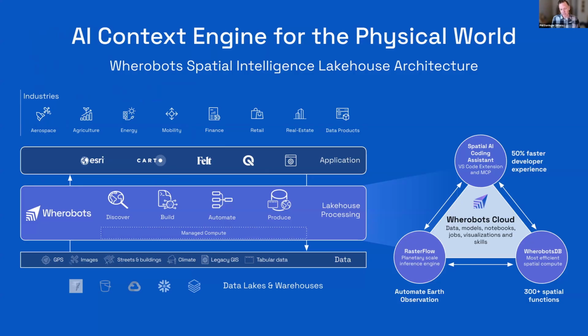So you can discover what data is available and applicable to your use case, build repeatable spatial transformations, ETL pipelines, or analytic pipelines based on that data, and then build automation so that you can run those on a regular cadence so that you can ultimately produce geospatial outputs. Those final outputs can then be visualized and integrated with a variety of different upstream applications, whether you want to visualize those in Esri, Carto, Felt, and others for use within your enterprise applications. So that's a little bit about Wherobots.